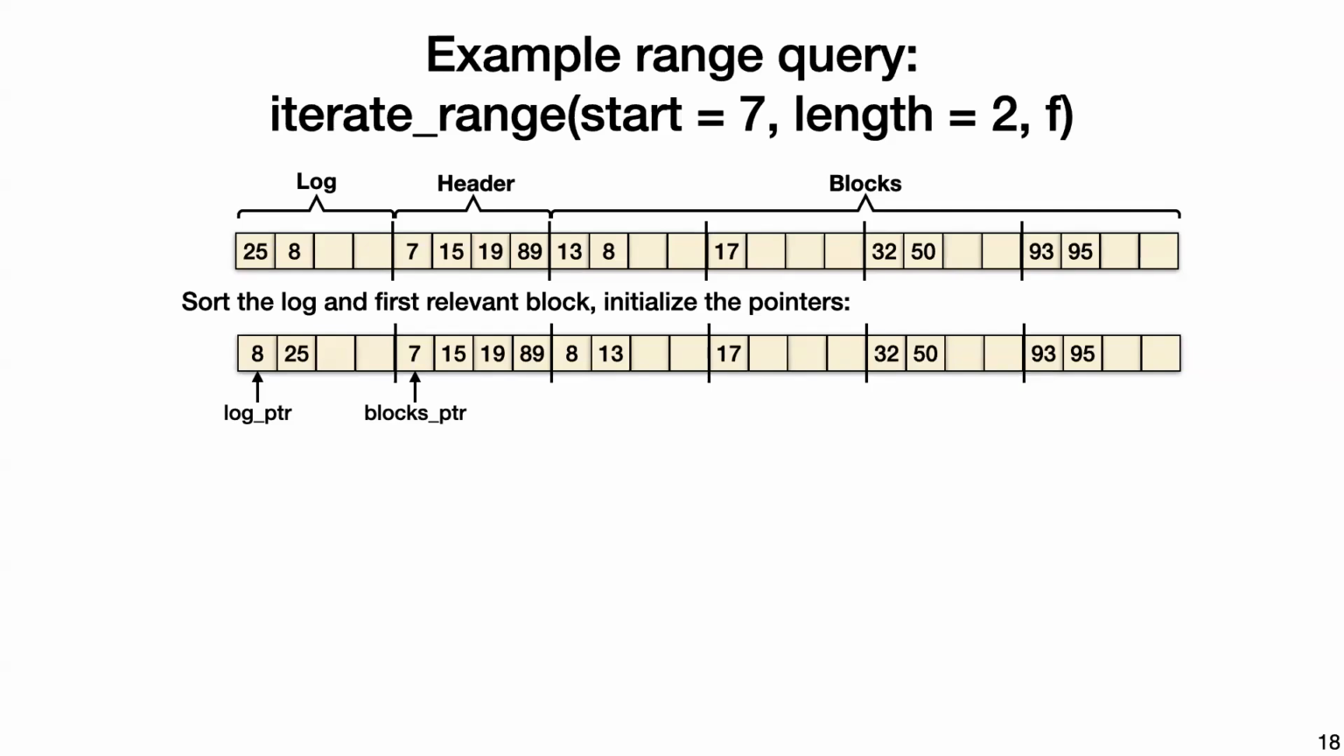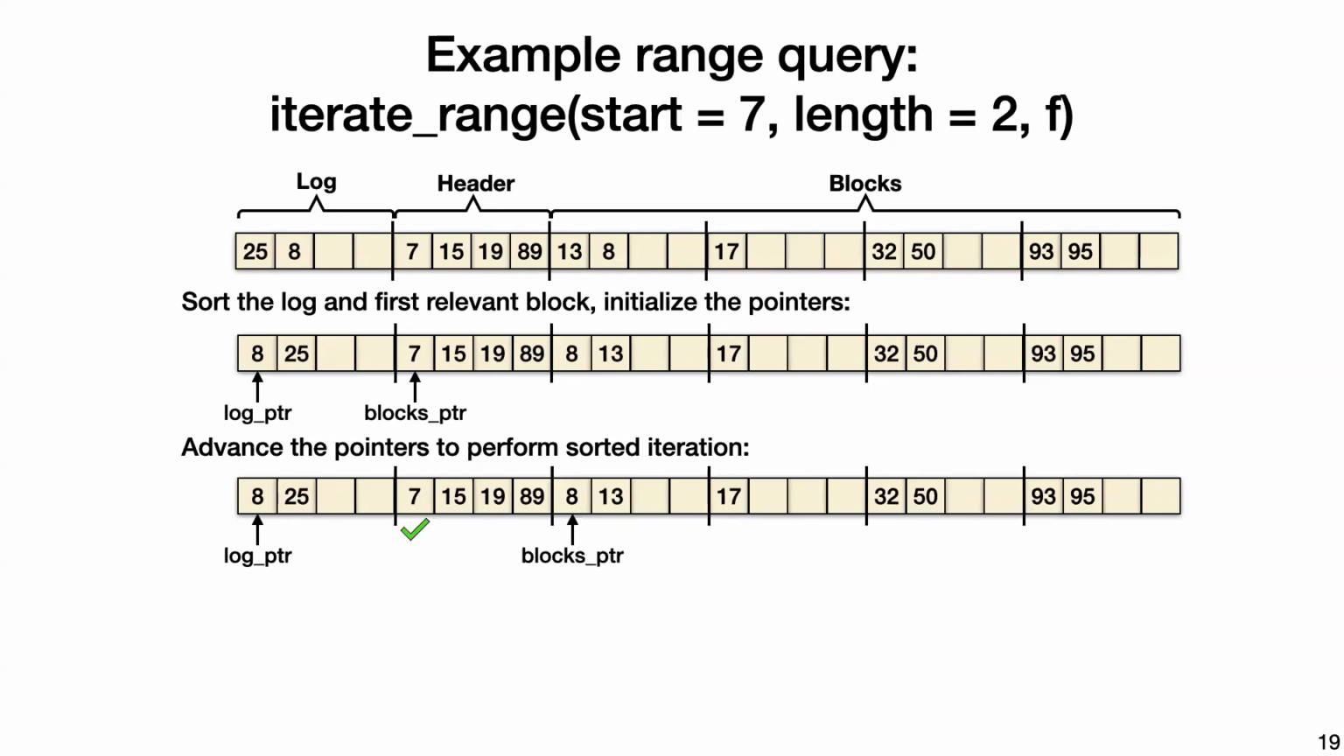So we start with the log, and we start with this pointer here. First we would return 7, because 7 is smaller, and it fits in the range. Then we advance this pointer to the correct block. And then we see this pointer to the buffer and this pointer to the blocks. And we know we should take this one because this is more recent. Whatever's in the buffer is more recent than whatever's down there.